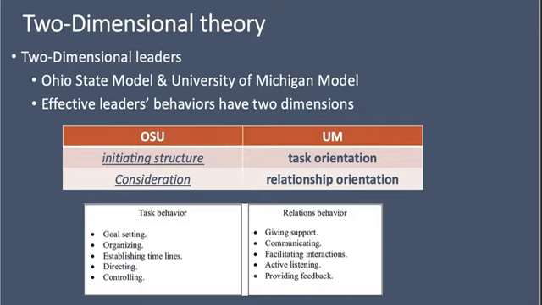In the Ohio State's model, this is called initiating structure and consideration, but they basically explain the same things. They look at leadership behaviors in two dimensions. One is caring more about how we can achieve the tasks. The second is caring about how we are able to develop a good relationship with the employees. So this is a two-dimensional theory.